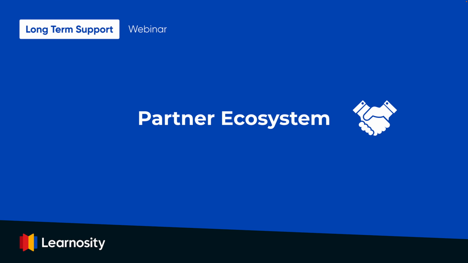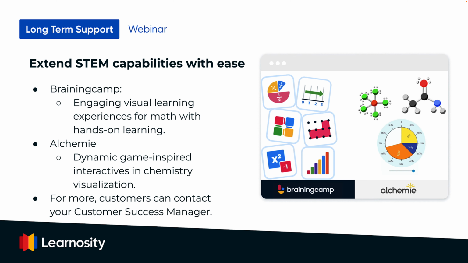So firstly, let's talk about what's new in our ever-expanding partner ecosystem. For those unfamiliar with the Learnosity partner ecosystem, this is a community we've been building which brings together innovators of the edtech world. Our 2 newest technology partners provide innovative STEM features, which we've seamlessly integrated with Learnosity's APIs. Camp offers engaging visual learning experiences for maths with hands-on learning, while Alchemy boasts dynamic game-inspired interactives in chemistry visualization.